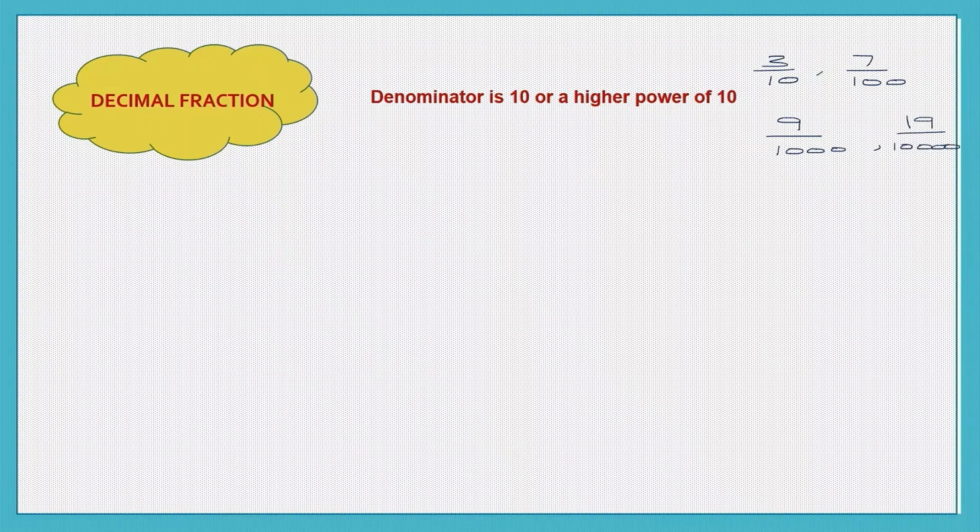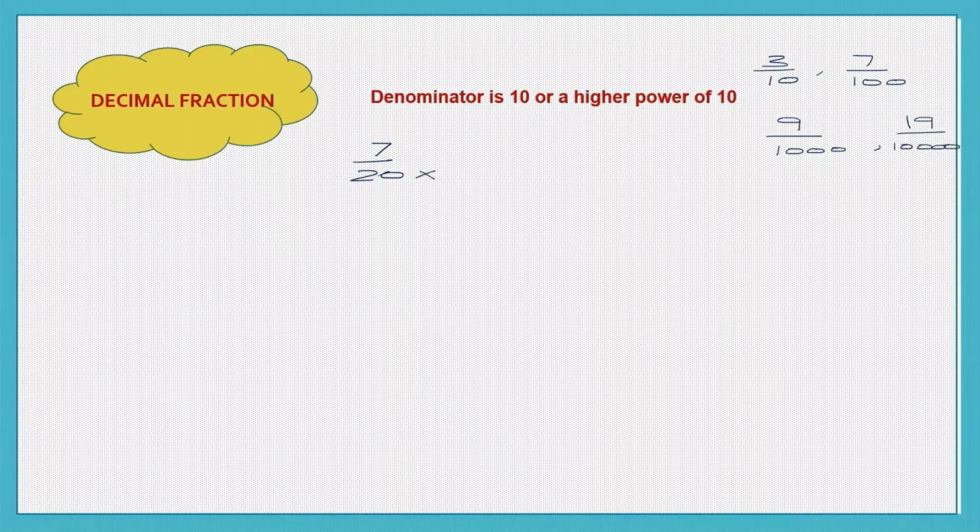So 10, 100, 1000, 10,000, these are all called higher powers of 10. So whenever the denominator is 10 or a higher power of 10, we call it a decimal fraction. Now, there is another fraction which can be called a decimal fraction. Suppose I have 7 by 20. Can you see the denominator is not 10 or a higher power of 10, but we can make it a higher power of 10. How can I make the denominator a higher power of 10?